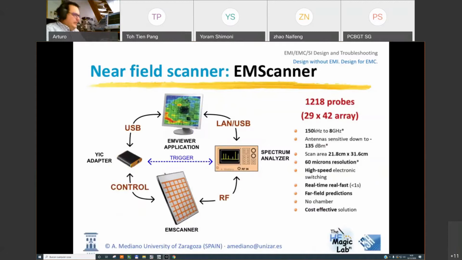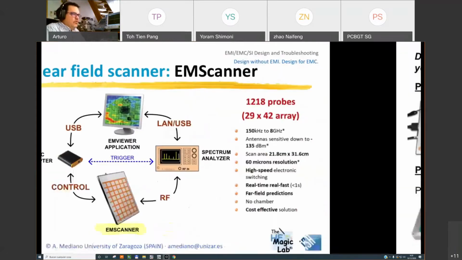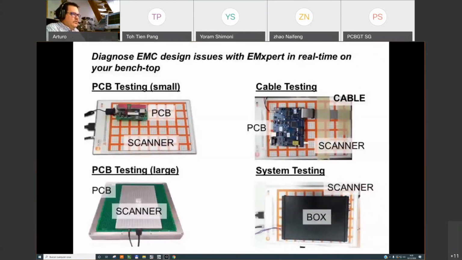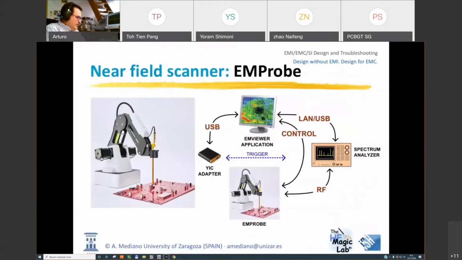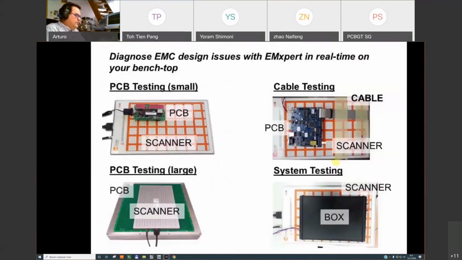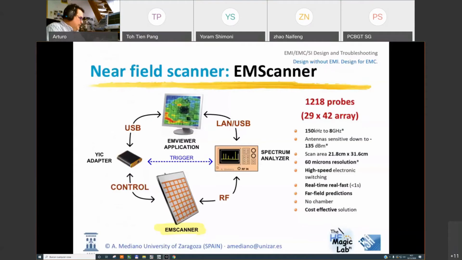What you need basically is the scanner. You can use the flat scanner, the EM scanner, or you can use the EM probe. It's exactly the same. And the scanner is connected to 2 elements. One element is the computer, where we have a software that we call EM Viewer to be able to control the second important element, that is the spectrum analyzer.